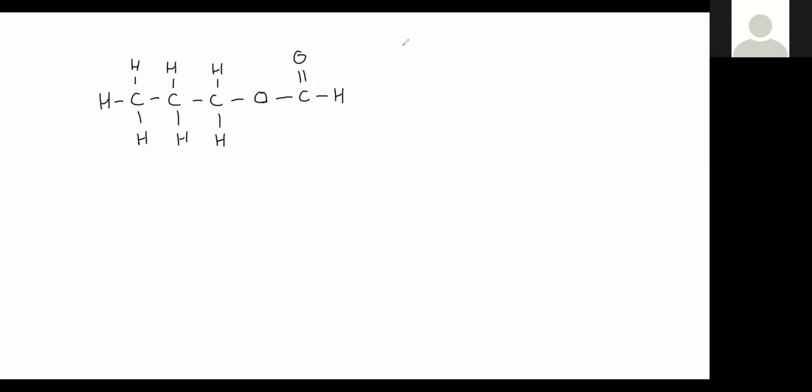Ma'am, is it propyl methanoate? Okay, perfect. We've got 3 carbons, so we draw 3 here. This side came from our alcohol, so it's 3. So it is propyl. Well done. And on this side, there's only 1 carbon, so that makes it methanoate.